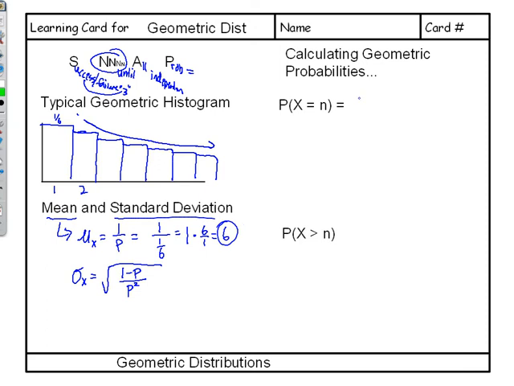Calculating geometric probability, so the probability of a specific value, x equals... in this case I'm going to change this. Let's say the probability that x occurs on the 4th time.